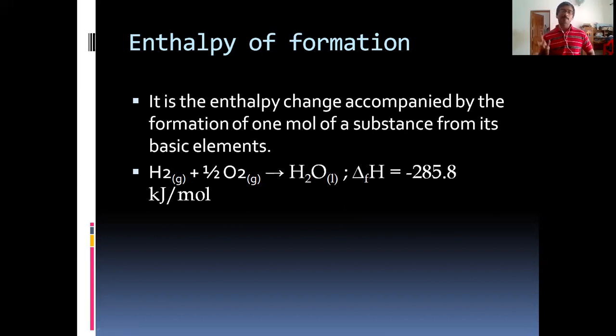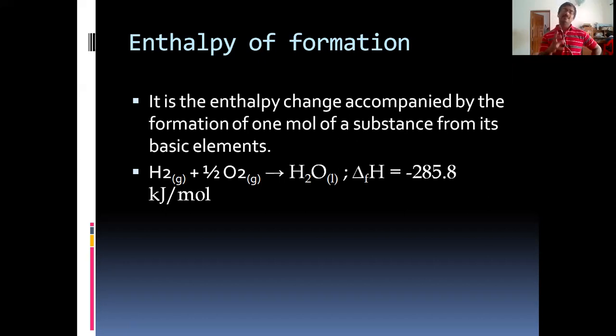Another one, enthalpy of combustion. What is combustion? It is the burning of a substance in oxygen. That is known as combustion. How can you define enthalpy of combustion? It is the enthalpy change accompanied by the complete combustion of 1 mole of a substance in excess oxygen.